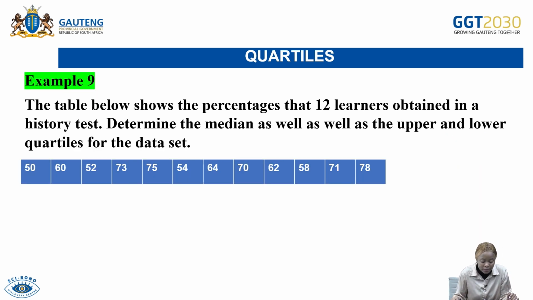Okay, let's look at example 9, whereby now you've got your median as 2 values, or your median as an even number. The table below shows the percentages that 12 learners obtained in a history test. Determine the median, which is your Q2, as well as the upper, which is your Q3, and the lower, which is your Q1, quartiles for the data set. Before we can find our quartiles, we need to arrange our data in ascending order, right? So don't forget, arrange your data set in ascending order.